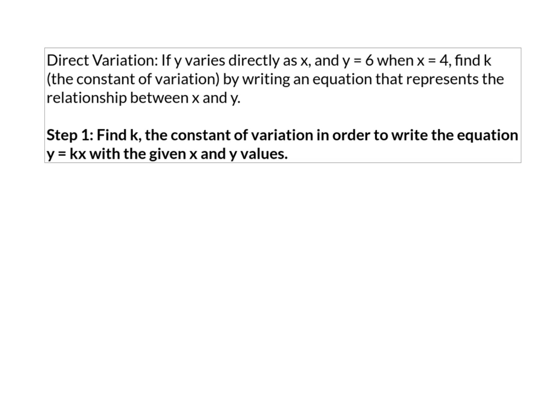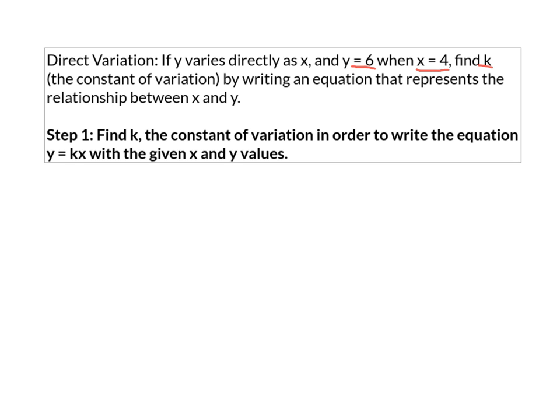In this video, we will talk about how to solve a direct variation example. Remember, direct variation is when y directly varies with x. In this example, it says if y varies directly as x and y is equal to 6 when x is equal to 4, find k, the constant of variation, by writing an equation that represents the relationship between x and y.